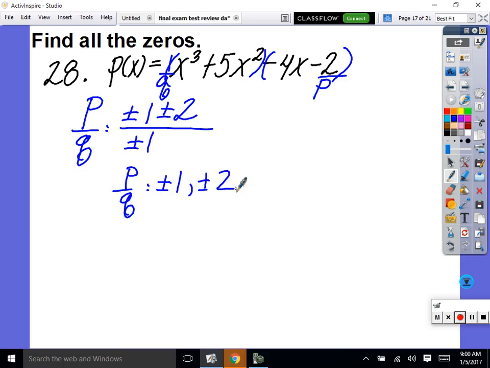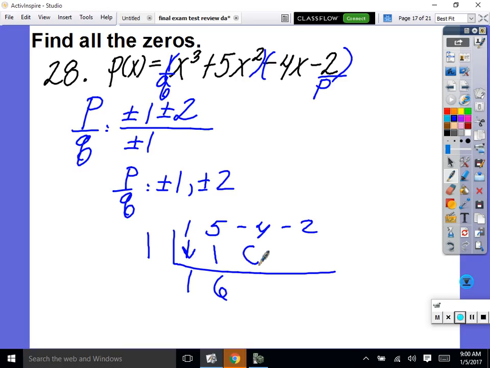Now I would type it into my calculator, hit graph. So I do that, and I see it looks like it's crossing at 1. So isn't this where we put a 1 in, test it using synthetic division? So we put a 1 in, a 5, a -4, a -2. We drop down 1. 1 times 1 is 1. Add straight down is 6. 6 times 1 is 6. We add straight down and get 2. 2 times 1 is 2. We add straight down and get 0.